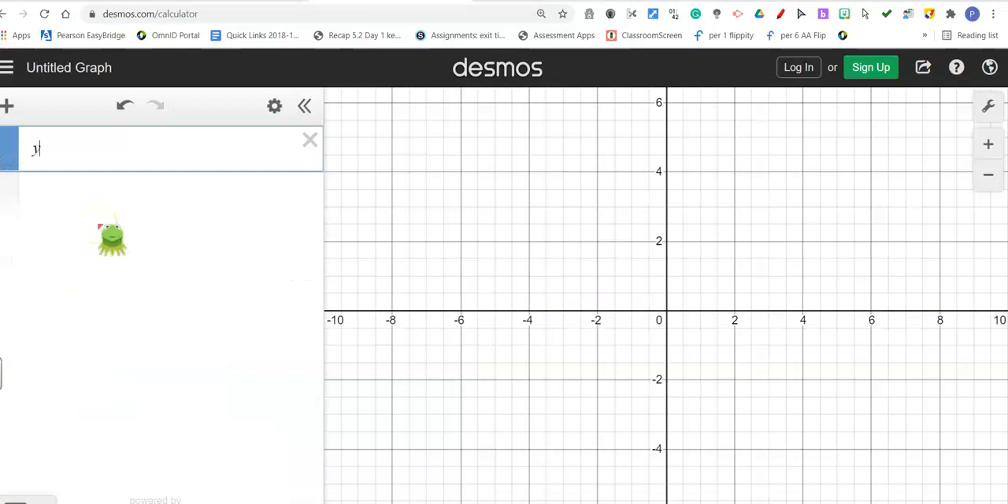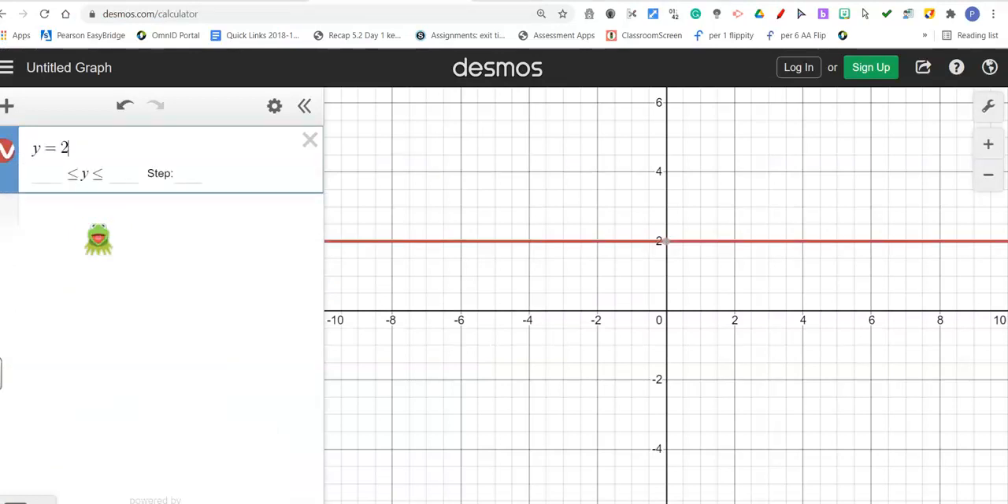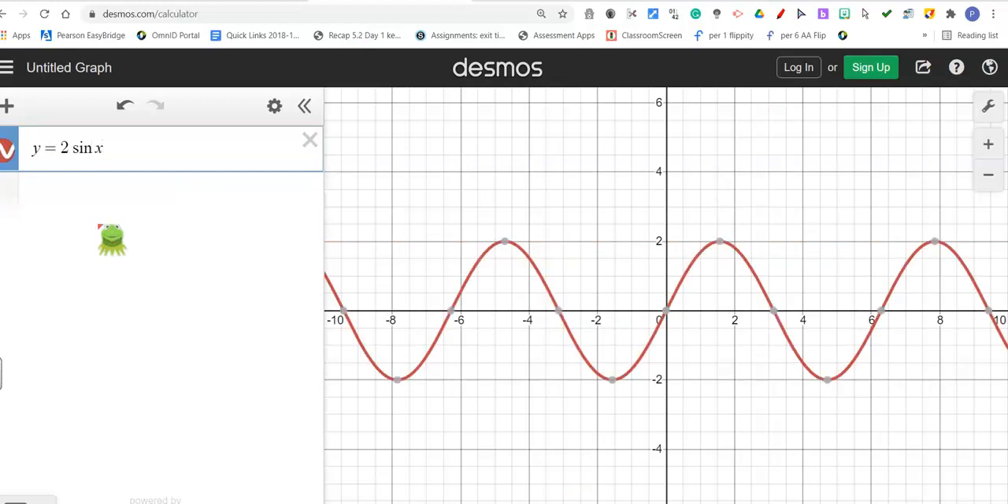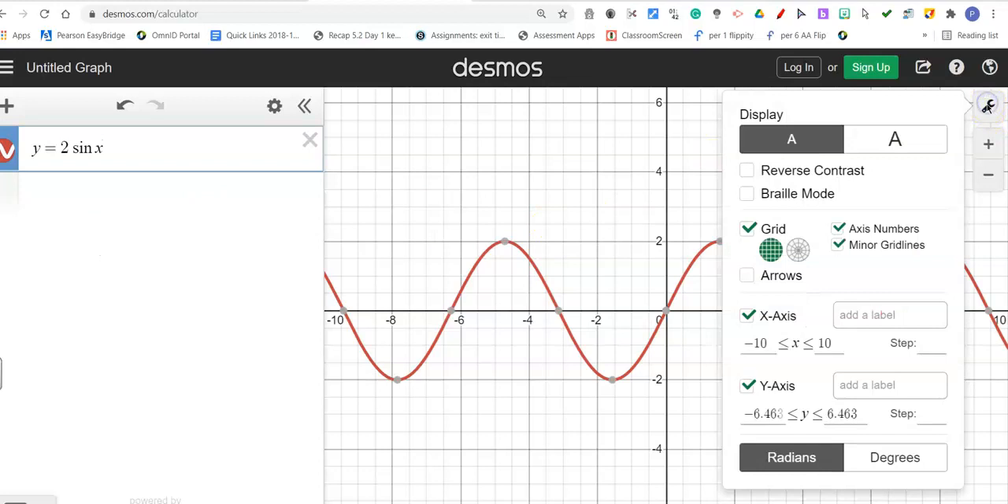Type in y equals 2 sine of x. And notice on your settings in Desmos, you want to make sure you're in radians and not degrees. If you had a graph in degrees, for it to go through a whole cycle, it would have to be 360, which would change my view of the x-axis. So we want radians, so then we only have to go up to about 4 pi, and we can get a couple cycles going usually.